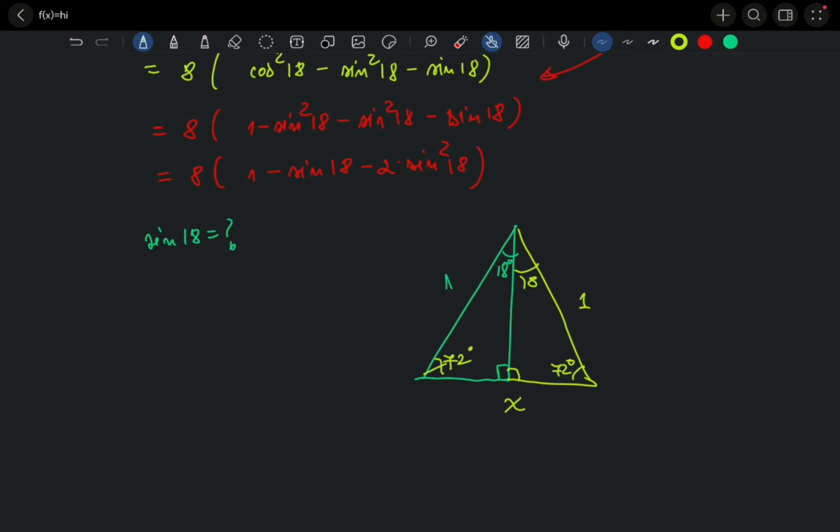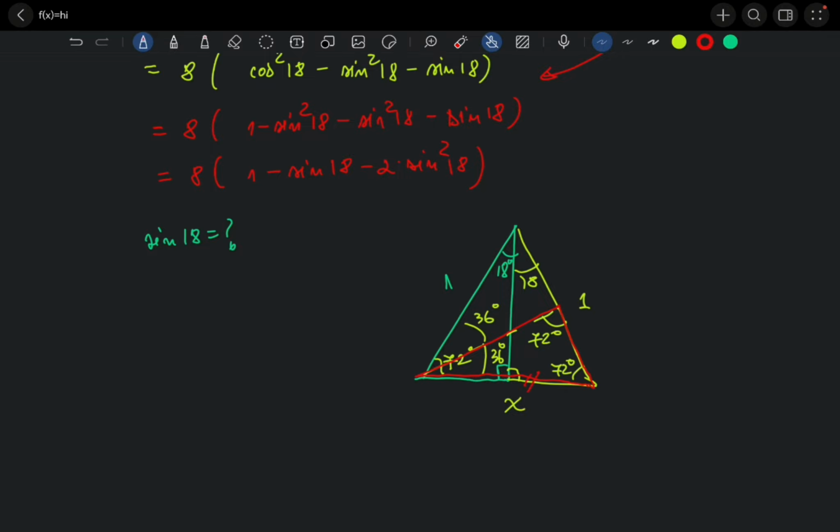Now, by bisecting this angle, for example, we are getting 36 degrees here and 36 degrees here. This angle will be equal to 72 degrees. And we now see that this triangle over here, this triangle that I marked with red, is an isosceles triangle.